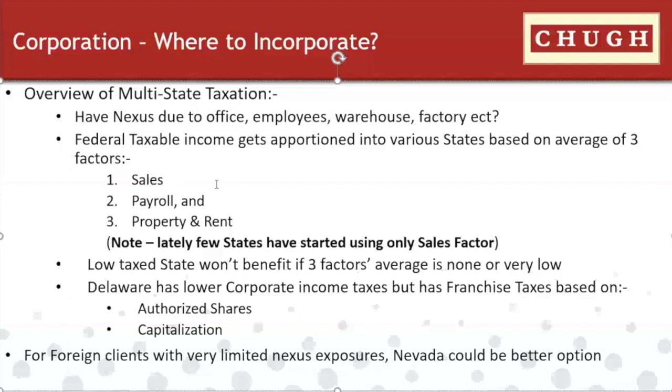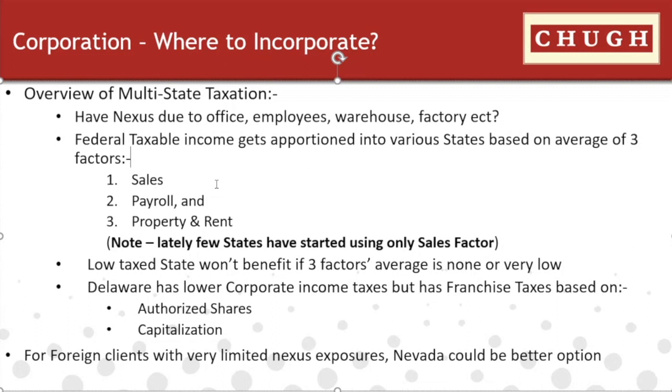We have to see first whether the business has a nexus in any particular state. A business can create nexus by having an office, employee, warehouse, or factory. The moment you have any of these, you are creating a nexus in that particular state, and the business is required to file a tax return in that state.